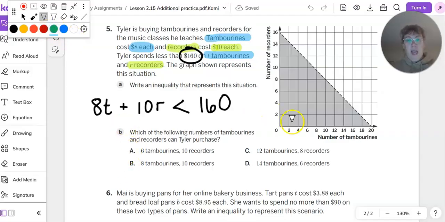So here's the first one, A, 6, 10. Looks good to me. That first one looks pretty good. It's in the shaded region. Let's look at the rest. 8, 10. Oh, 8, 10 is right outside the shaded region. 12, 8, outside the shaded region. 14 tambourines, 6 recorders, outside the shaded region. So the only one that works is A.